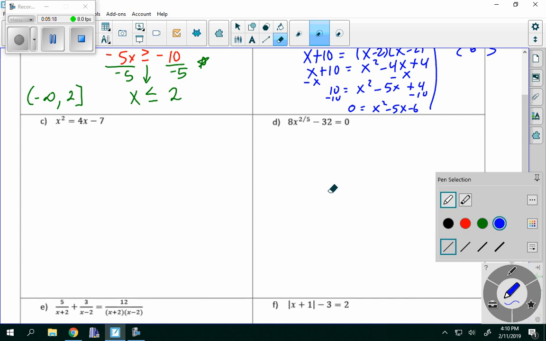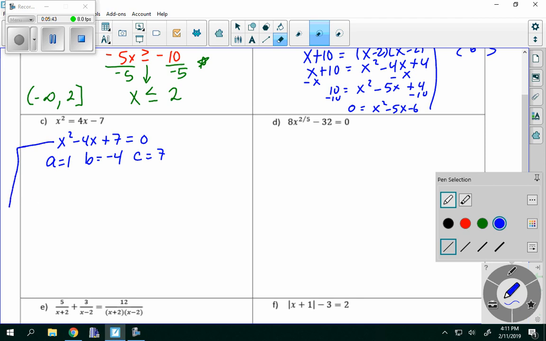The next equation is a quadratic equation. So I need to set this equal to 0. I'm going to subtract 4x from both sides and add 7 to both sides to set my equation equal to 0. Since there are no factors of 7 that add up to 4, I know that I need to use my quadratic formula on this. So let's take a look at that.